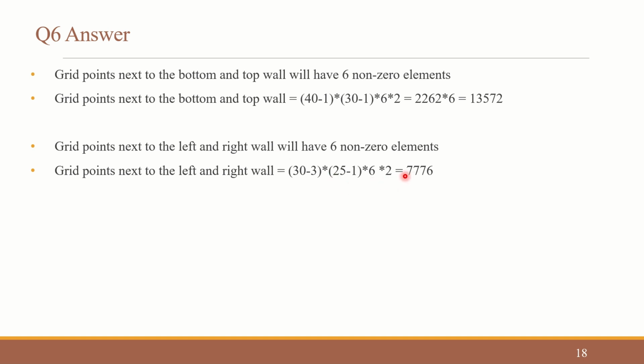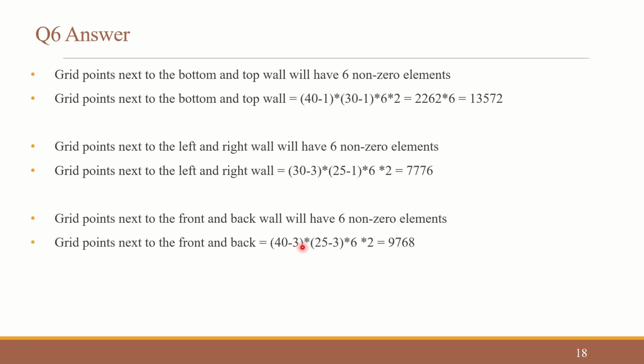So actually if you visualize, the corner layer will have repetitive points common for both. So we are just excluding those. In one equation we are excluding. So here front and back wall will again have 6 non-zero elements. So we will exclude from here as well. So 40 minus 3 into 25 minus 3 into 6 into 2.